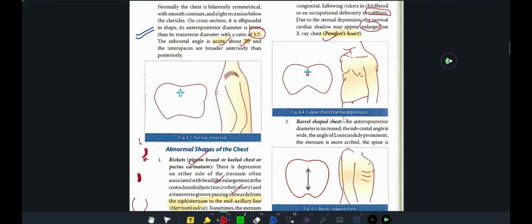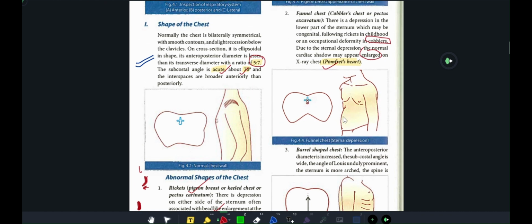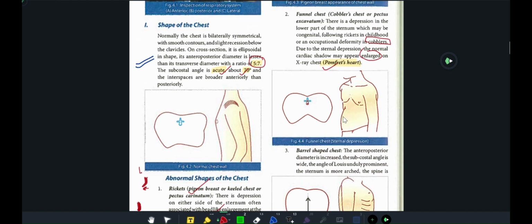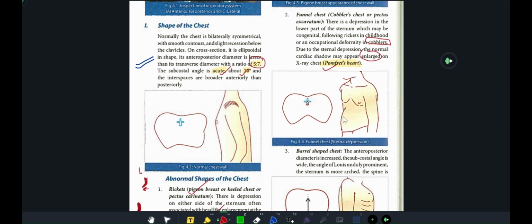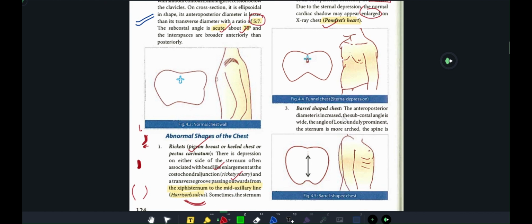Chest has to be symmetrical. AP transverse ratio has to be 5:7. But are you going to mention this ratio in inspection? No. You're just going to say that the anteroposterior diameter looks normal. The anteroposterior diameter is lesser than the transverse diameter. The chest overall looks symmetrical. There is no abnormality of the shape of the chest. This is what you're mentioning.